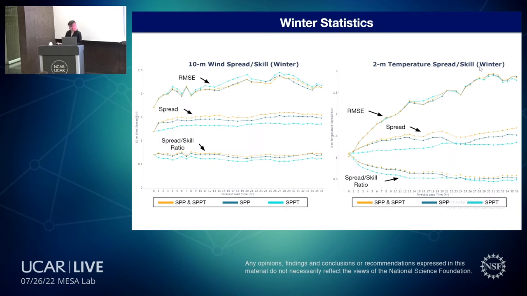We see similar trends with the winter statistics. We can see that SPP does have that higher spread skill ratio than SPPT, and the stacking effect observed with the combined model is seen.